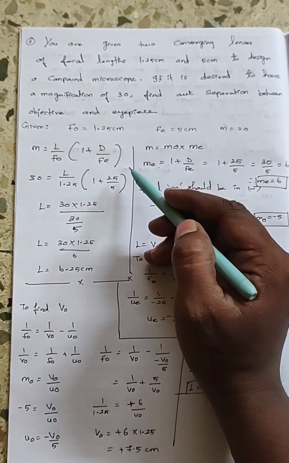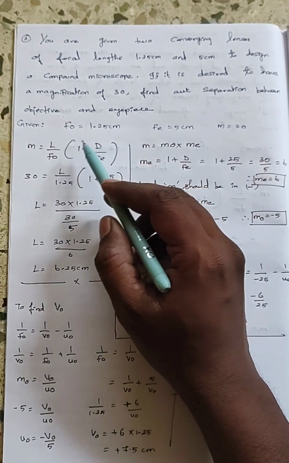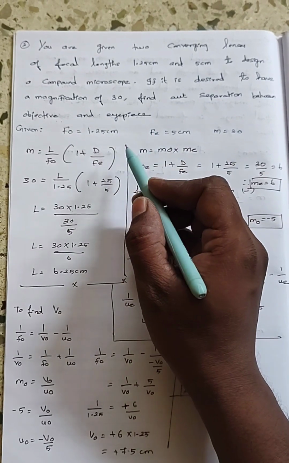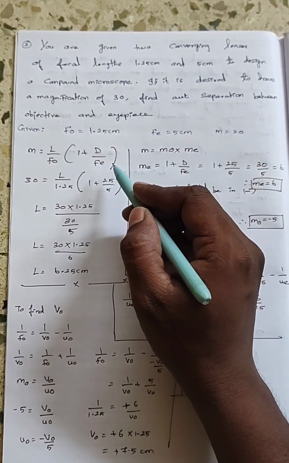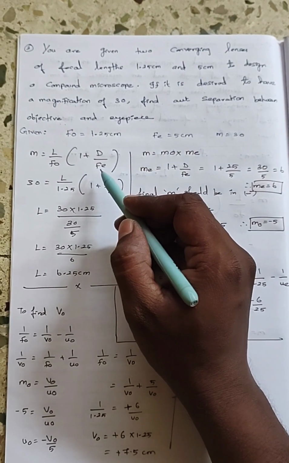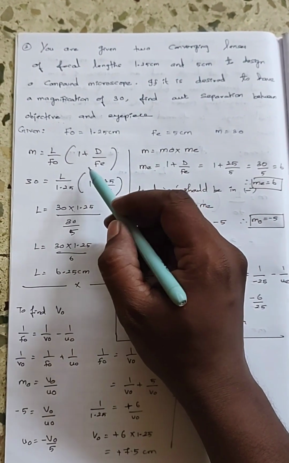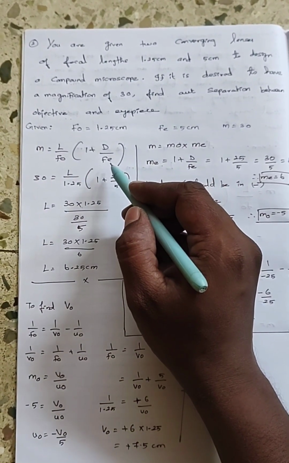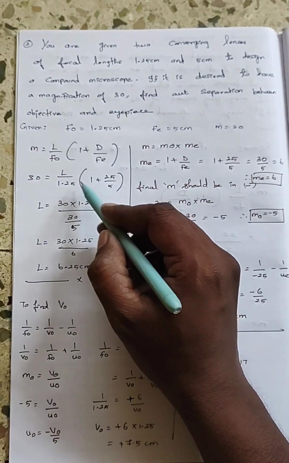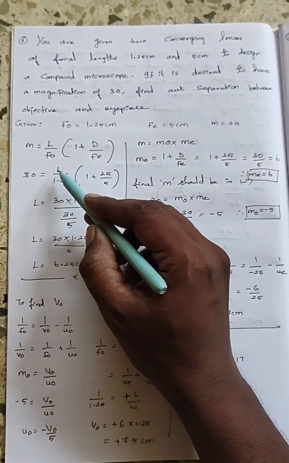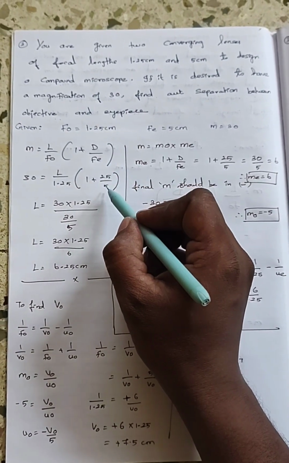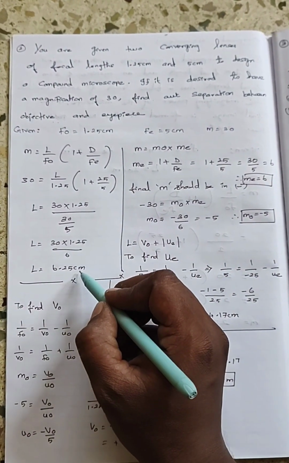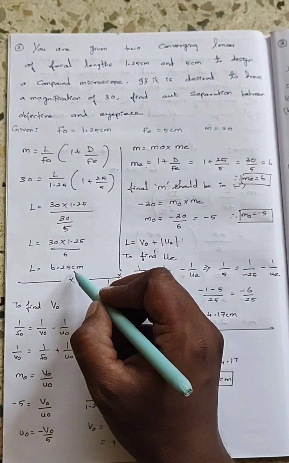So we need to do a very simple calculation, we just think of the magnification formula. Here it's not specified whether the final image is forming at infinity or at a near point. So we just take whatever formula we remember, right? Here I have taken m equals L by f naught times 1 plus d by fe. This formula is for the image forming at a near point. Then I have m value 30, f value 1.25, d 25, fe 5. So rearranging this for L and substituting it, we'll get 6.25 centimeter.